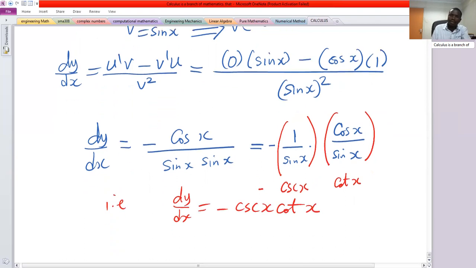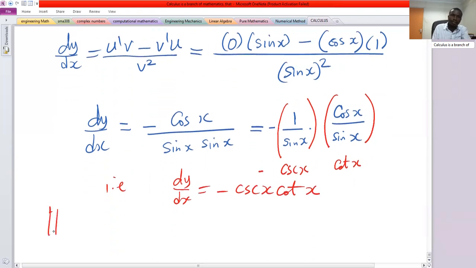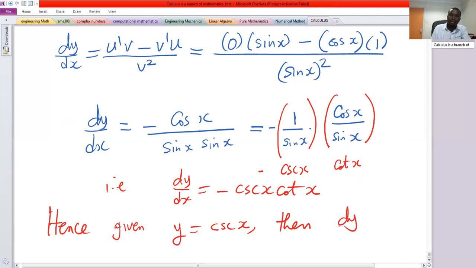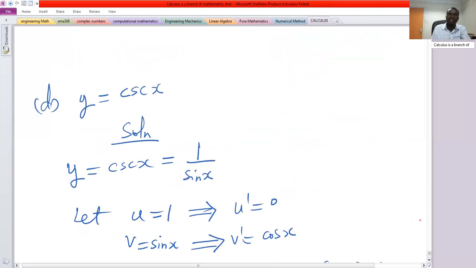So therefore, in general, given y equals cosec x, then dy dx is negative cosec x cot x. So that's how we prove those trigonometric derivatives. Thank you.